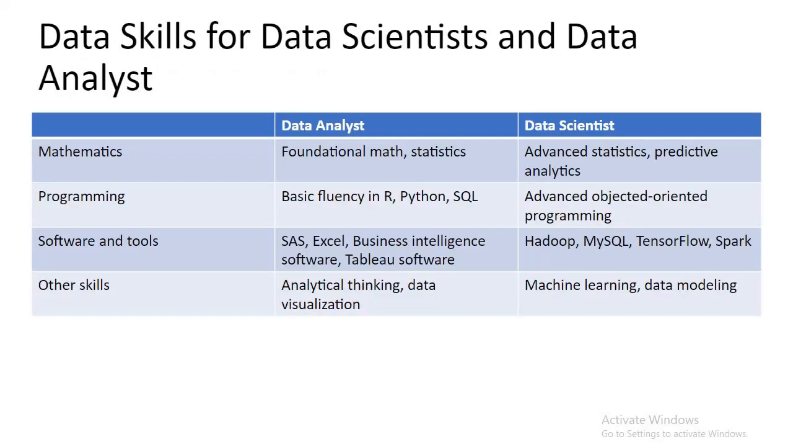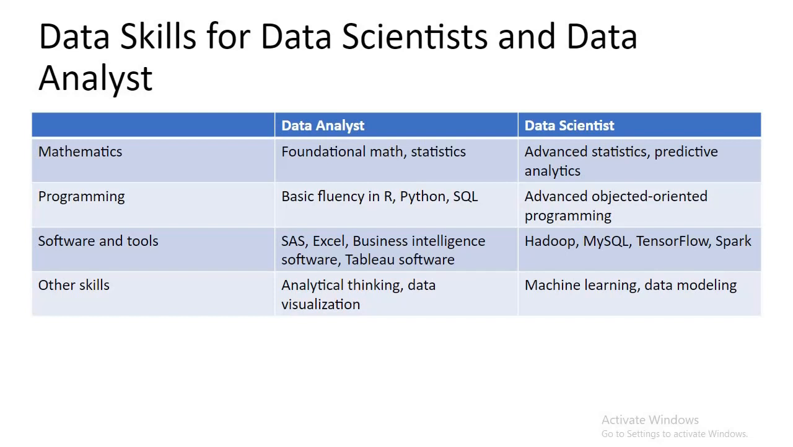Then data skills for data scientist and data analyst. Mathematics, programming, software tools, and other skills are just something that bring them together. As a data analyst, you have to know foundational mathematics and statistics. They are just foundational, like basic. While data scientists need to know advanced. Not really advanced, because it's something you can learn alongside, even if you don't really have the understanding yet. As time goes on, you understand them.